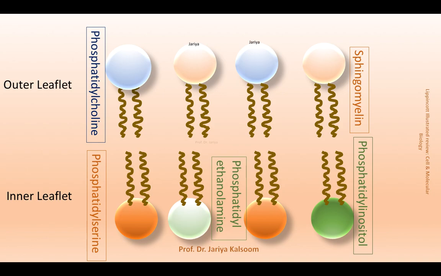Cholesterol is distributed equally in both leaflets. It can also flip-flop between inner and outer leaflets, whereas phospholipids show only lateral movement, but no jumping or flip-flopping between leaflets without any catalytic help from enzymes.